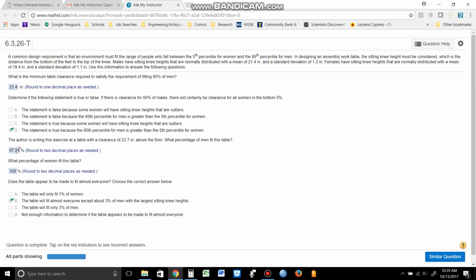So will it accommodate all of the men? Absolutely not. There's going to be a 3% chance that I'm going to run across a man who is not going to be able to sit at the table. Okay, but in terms of women, the 23.7 inch height is going to be successful in accommodating all of the women. So indeed, we're going to get all of the women and we're going to get 97% of all the men, but there will be some people that we will unfortunately not be able to accommodate.